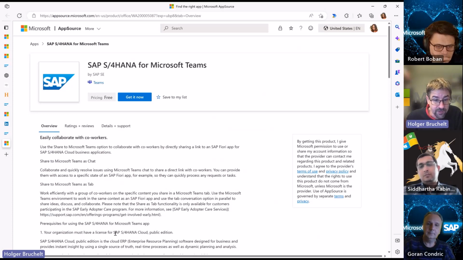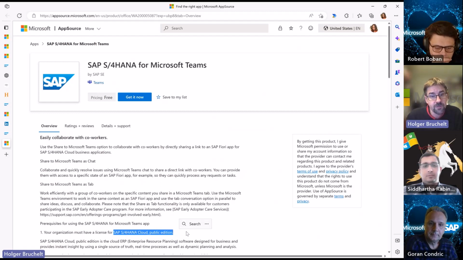Right now you have to have an SAP S/4HANA Cloud Public Edition system, then you can really enable this experience. I think we talked about this in the past, that you can share links directly from your S/4HANA system in Teams. And as we said, this is just the starting point, and we'll definitely see more of that going forward. Right now, if you have your S/4HANA screen, you can just share this in Teams, but there's definitely more to come.